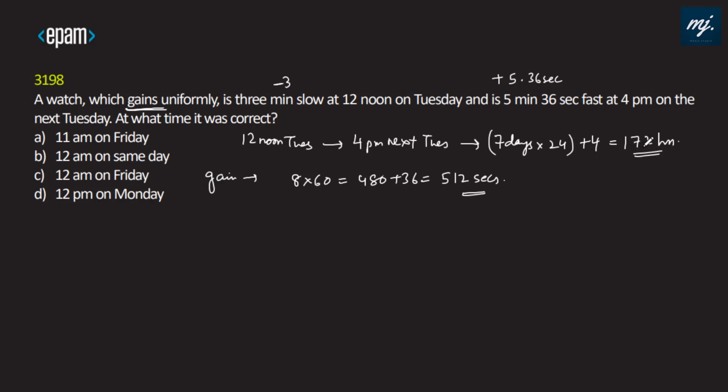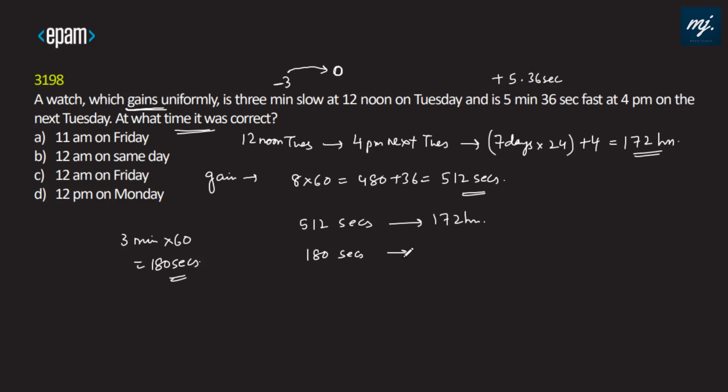512 seconds are gained in 172 hours. When the time was correct, that means when this minus 3 has come to 0, that means when the clock has gained 3 minutes. 3 minutes means when the clock has gained 180 seconds. At that time, the clock was correct.